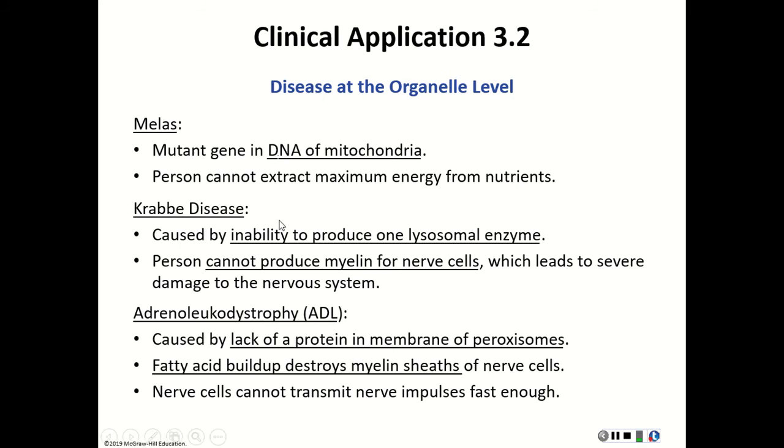So the person will not be able to make enough energy. Graves' disease is the inability to produce one of the lysosomal enzymes, so the person will not be able to produce myelin for nerve cells, and that leads to severe neurological damage. ADL, or adrenoleukodystrophy, is the lack of a protein found in the membrane of the peroxisomes, and that leads to a buildup of fatty acids surrounding the myelin sheath, destroying it, and again leading to neurological problems.